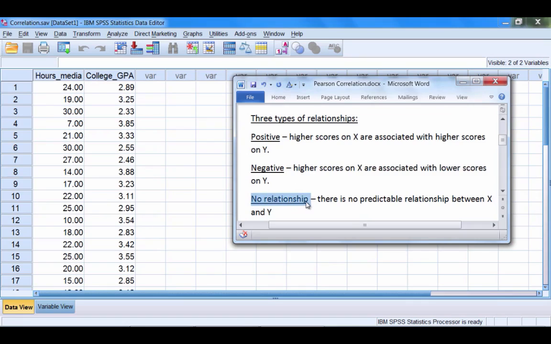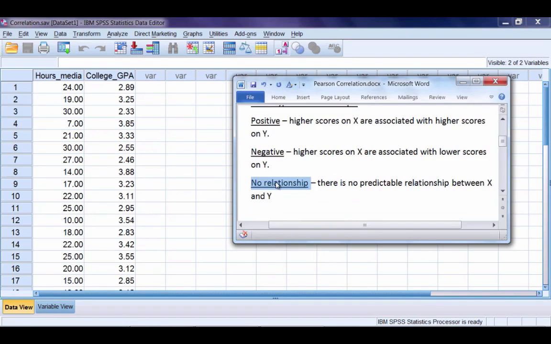Finally, our last type of relationship is no relationship, and that means there's no predictable relationship between X and Y. Another way to think about it is, where for positive we had higher on X, higher on Y, and for negative we had higher on X, lower on Y. Well, for no relationship, if you have a low X, you're going to have some low Y's, some medium Y's, and some high Y's. If you have a high X, you're going to once again have some low Y's, medium Y's, and high Y's. There's no predictable relationship between X and Y for a correlation that exhibits no relationship at all between the two variables.